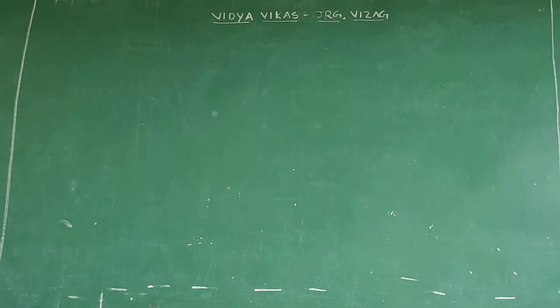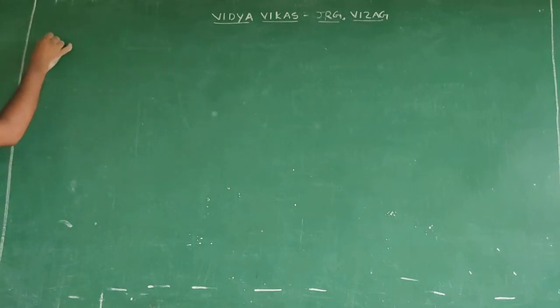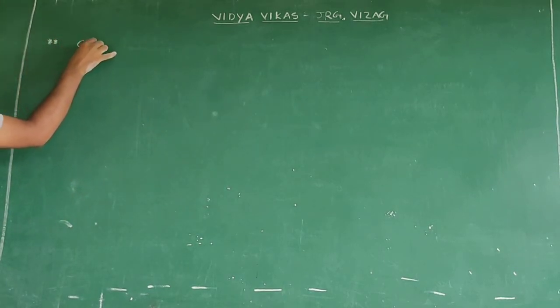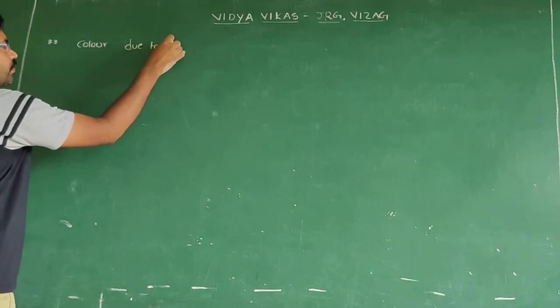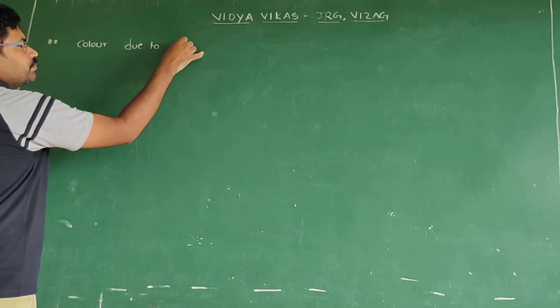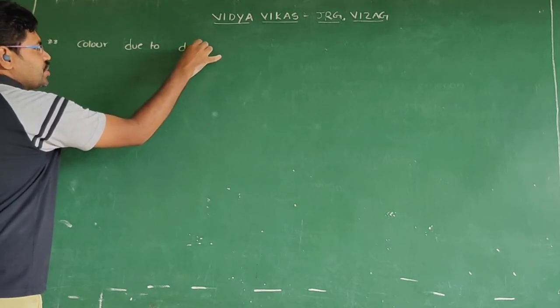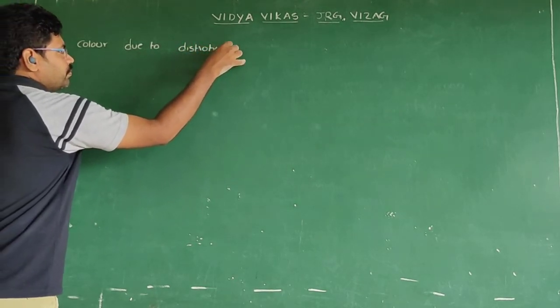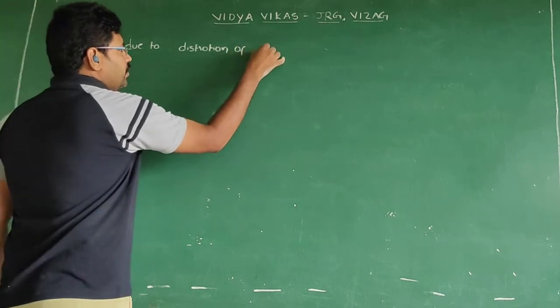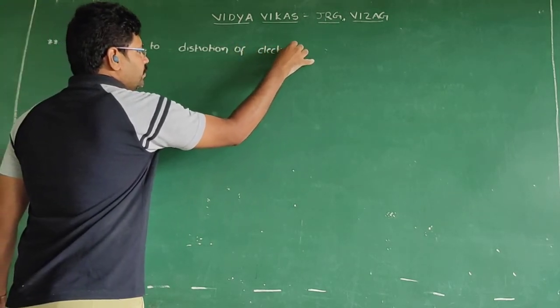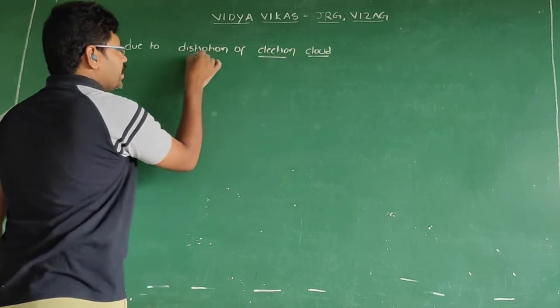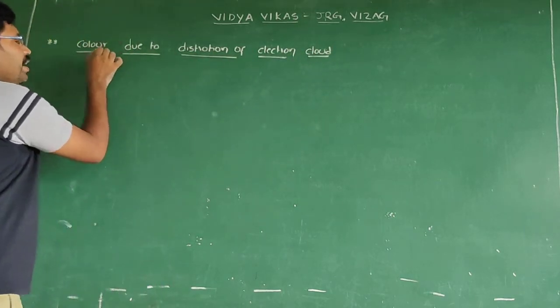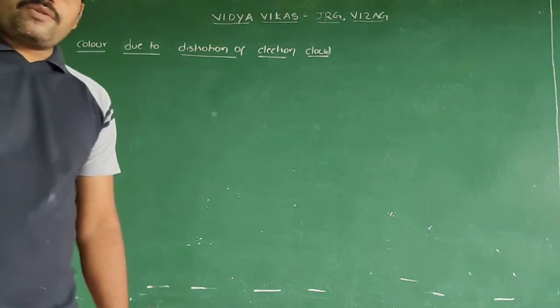Students, after the charge transfer phenomenon, now let me come to color due to distortion of electron cloud. Different objective topics, all these are particularly for Mains and NEET. Okay, now color due to distortion of electron cloud means what, sir?